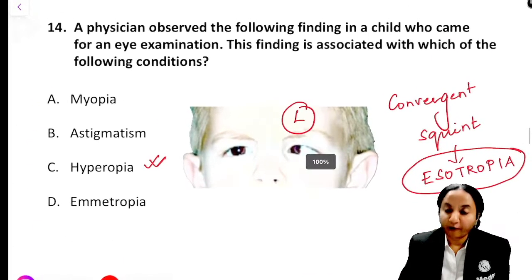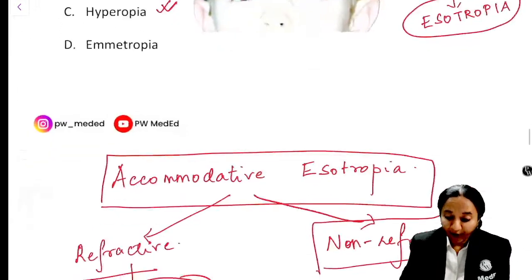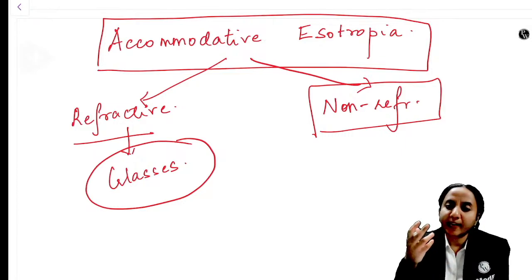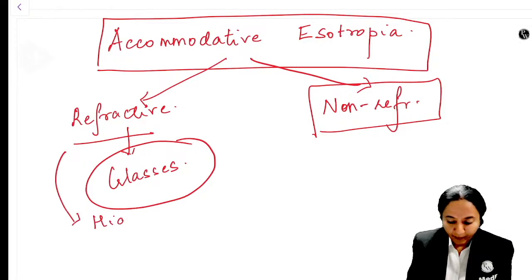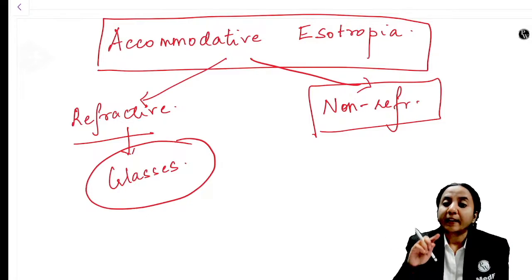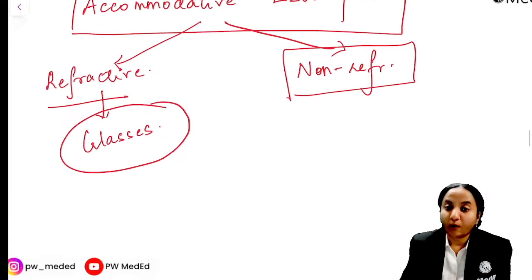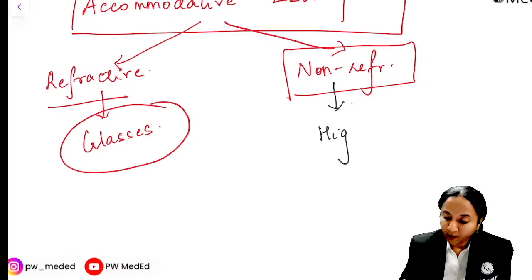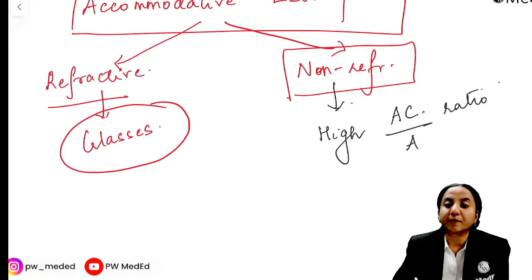Okay, so this is a picture of accommodative esotropia, and if it is the refractive variety, then the treatment is glasses. Refractive variety means there is high hypermetropia as a result of which there is too much accommodation, and because of too much accommodation, there is convergence. Now, there is also the non-refractive variety. In this variety there is hypermetropia, but it is not very high, and there is a high AC by A ratio. AC by A stands for accommodative convergence by accommodation.